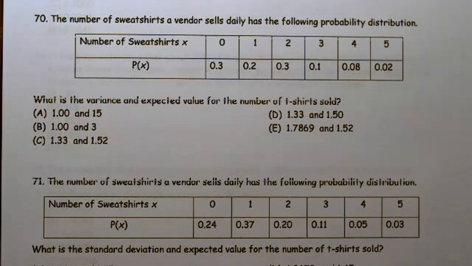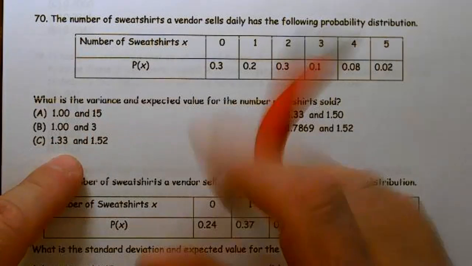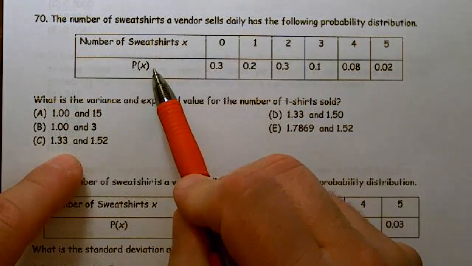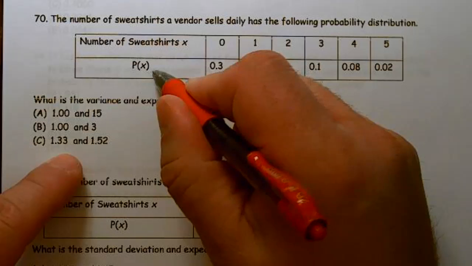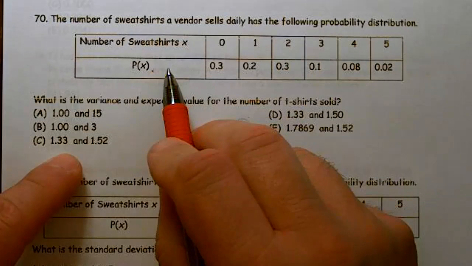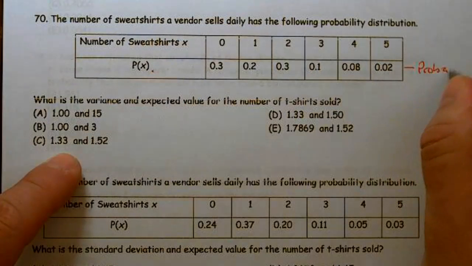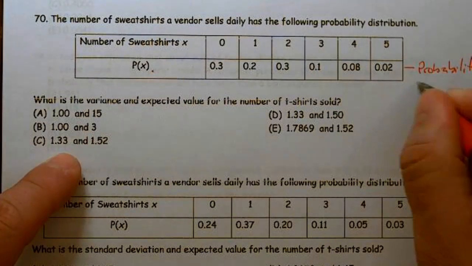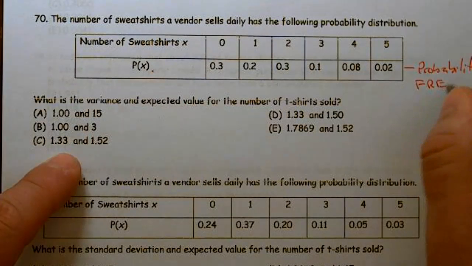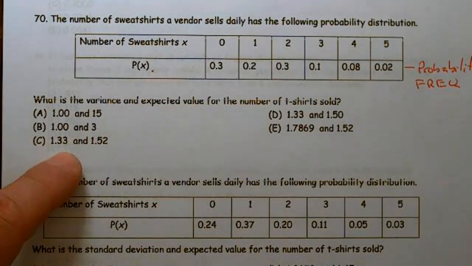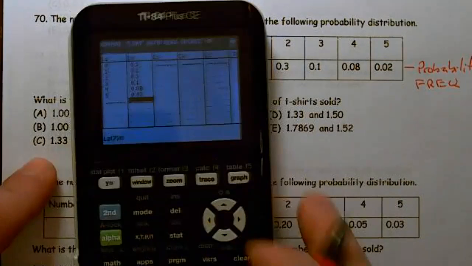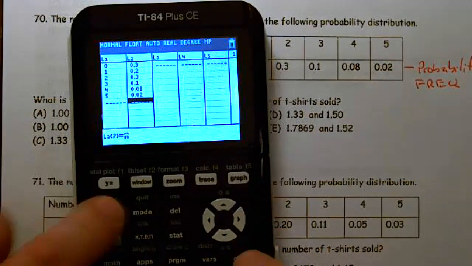And anytime they give me a table, I'm probably going to need to input this in the calculator. So what we have here is the number, and this symbol right here is probability. Anytime there's a probability, that's also the same as frequency. So this is probability. It is also your frequency. That's going to be really important because we have two columns. All right, so I go ahead and enter that data, and here's how I do that.